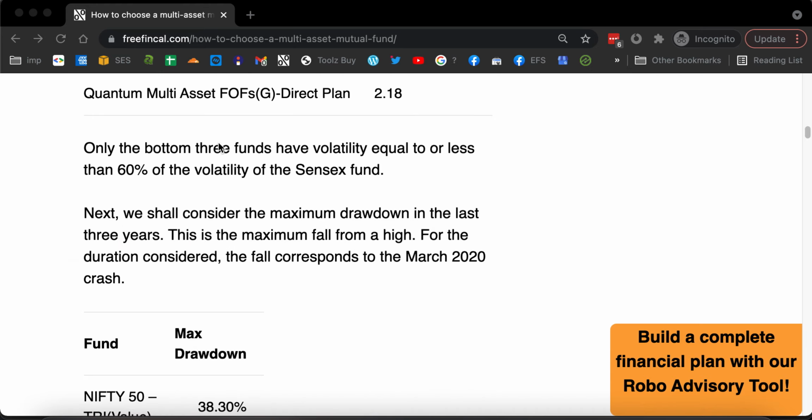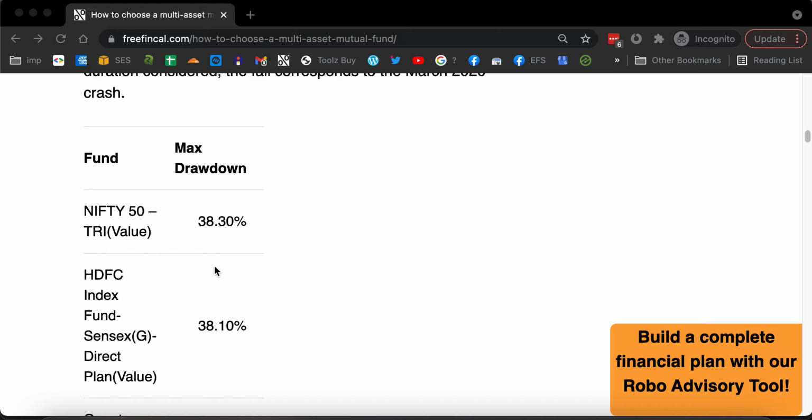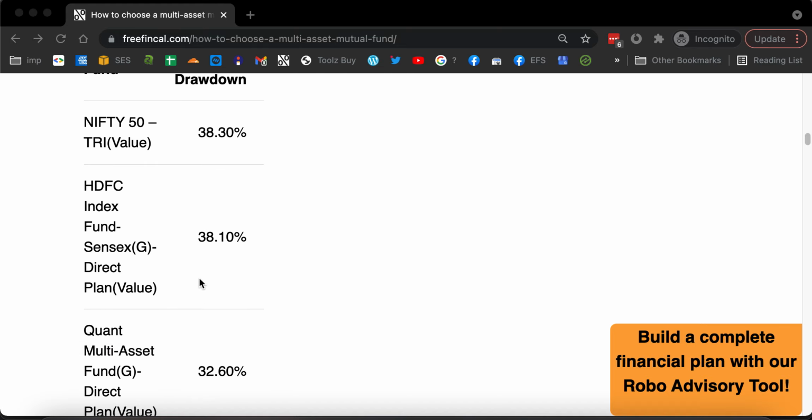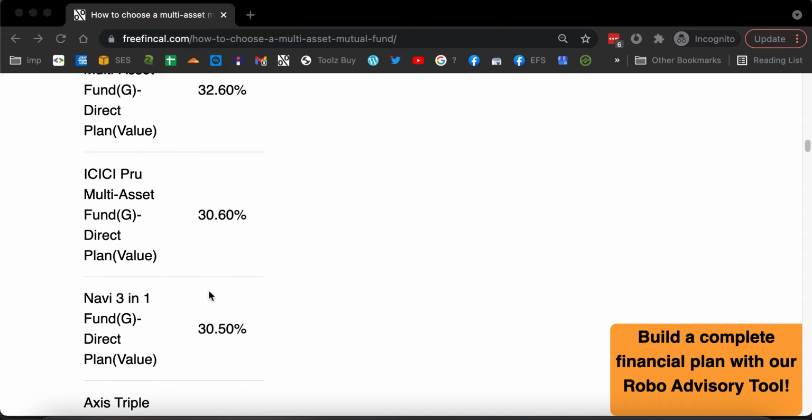Next, we will consider the maximum fall from a peak. Since we are considering the last 3 years, this will include the March 2020 crash, so this is going to basically represent the fall during the crash. Nifty fell by 38.3%. Obviously, Sensex also fell by the same amount. Again, Quant multi-asset fell almost as much, by 32%. Then you have ICICI multi-asset, which fell by 31%.